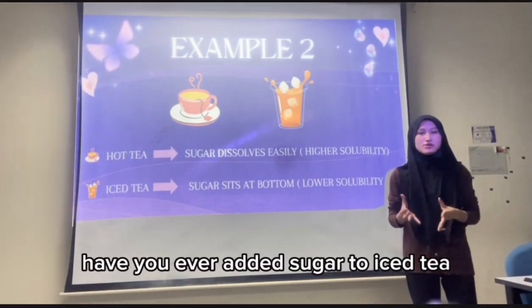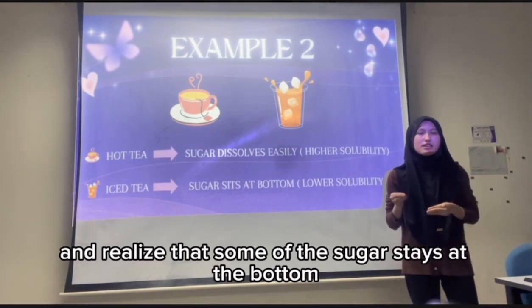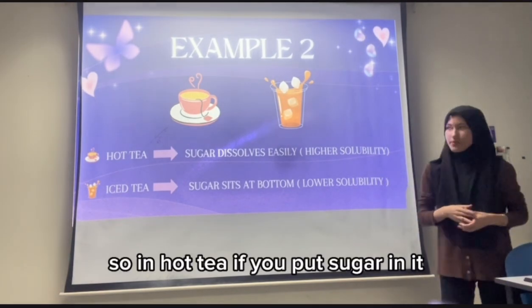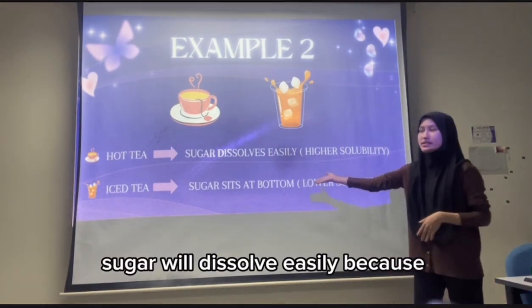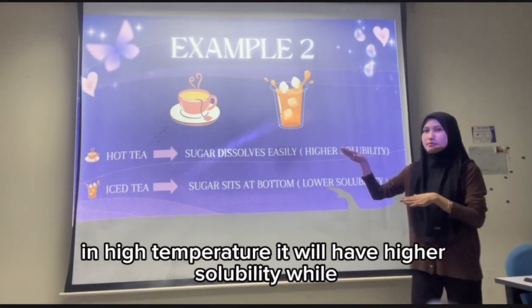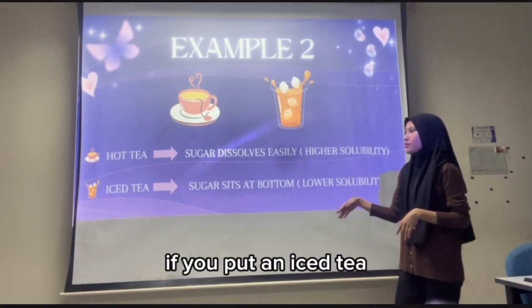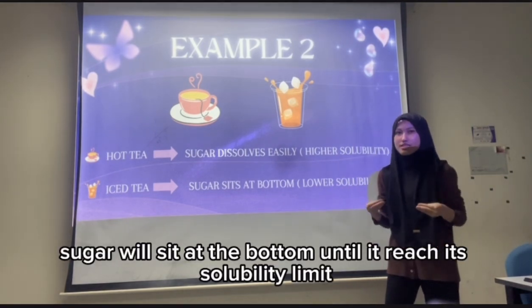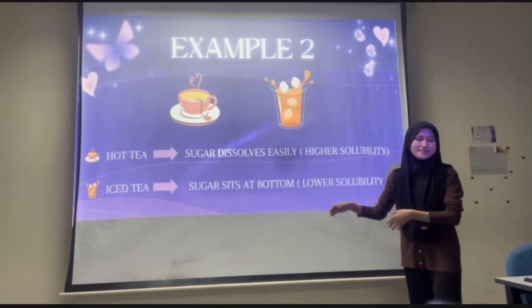Have you ever added sugar to iced tea and realized that some of the sugar stays at the bottom? It's because the tea has reached its solubility limit. So, in hot tea, if you put sugar in it, sugar will dissolve easily because at a higher temperature, it has higher solubility. While if you put it in iced tea, sugar will sit at the bottom after it reaches its solubility limit because of lower solubility.